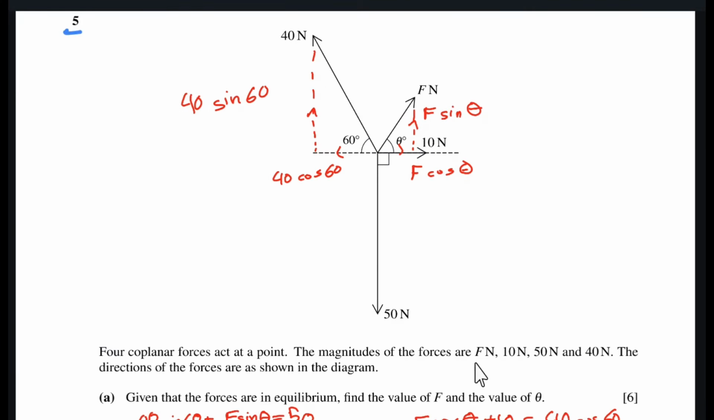Then particle P lies on a smooth plane AB. So this plane AB is smooth, and it is inclined at an angle of 60 degrees to the horizontal.